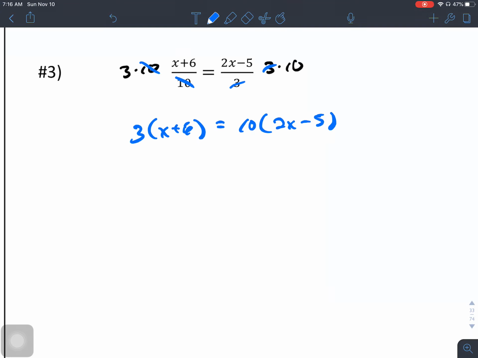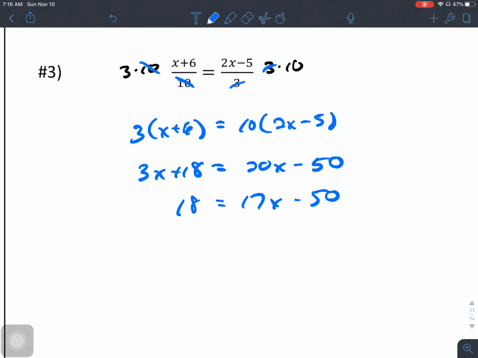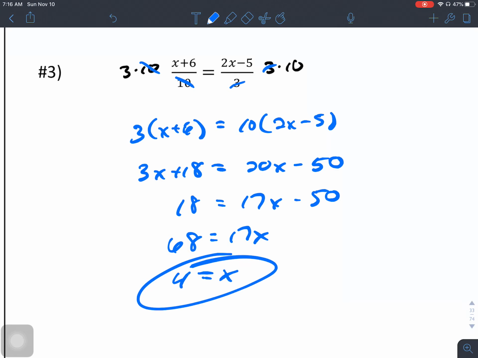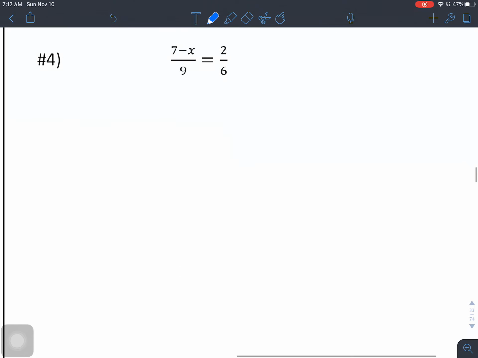Now we don't have any fractions. Distribute the 3, we get 3x plus 18. Distribute the 10, we get 20x minus 50. If we subtract 3x from both sides, add 50 to both sides, and divide both sides by 17, we get x is 4. Yay! Number 4.